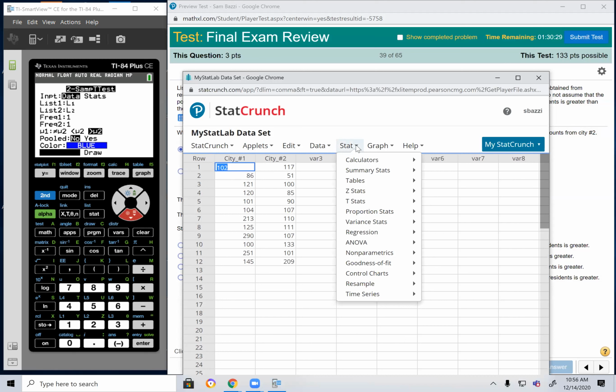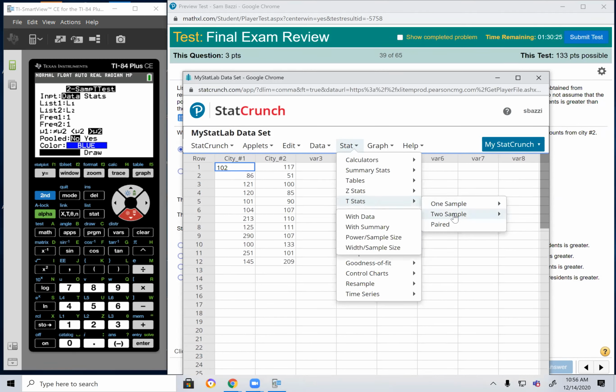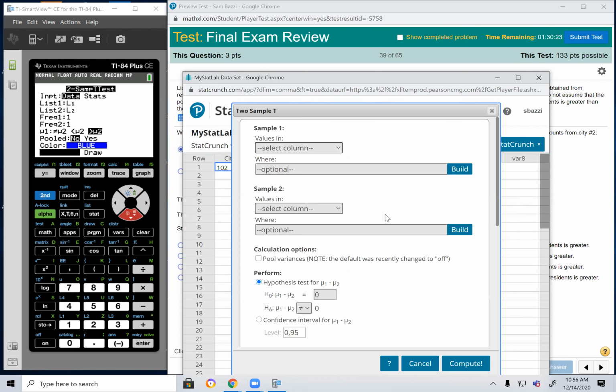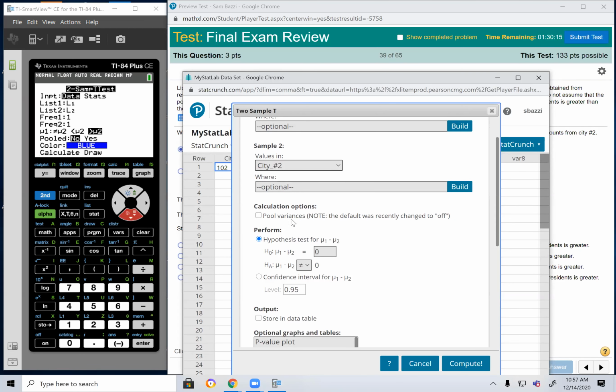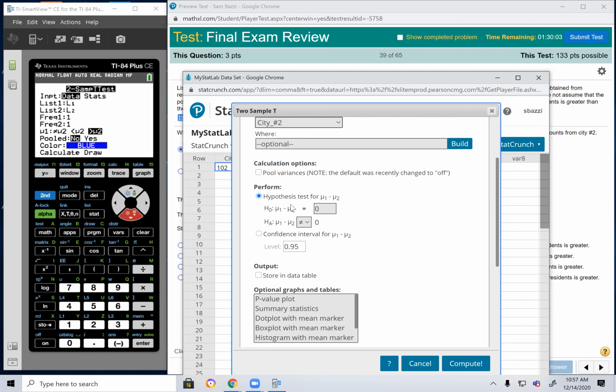You go to Stat, T Stat, not 1 sample, it's 2 sample with data. I have the data. Column 1, city 1. Column 2, city 2. Okay. We're not pooling the variances. It's a no. If it is a no, you just don't select this one. See, by default, it's set to off, so no. So that's how it is.